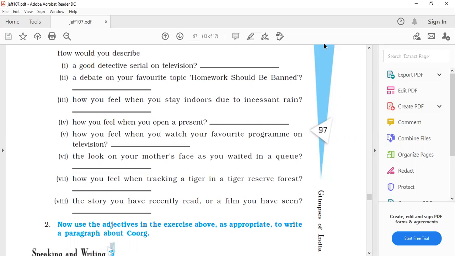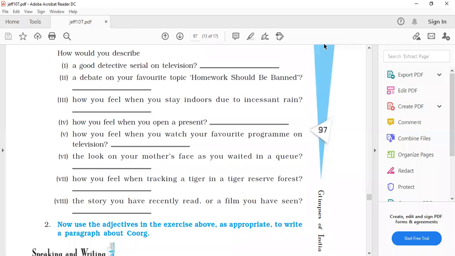Then they have given you one more activity. You can choose anyone, whatever you feel from this part. The second one is: you are the sales executive of a famous tea company and you have been asked to draft an advertisement for the product. You are a sales executive for a famous tea company and for that you have to draft an advertisement. You do advertisements in Hindi and Punjabi, right? Here also it is an advertisement they are asking.